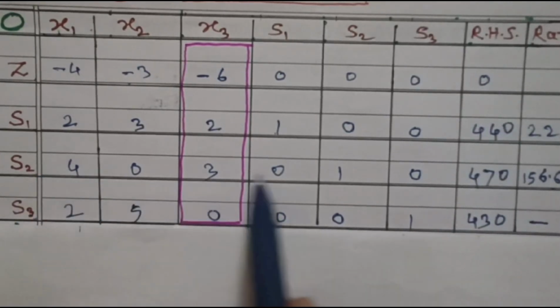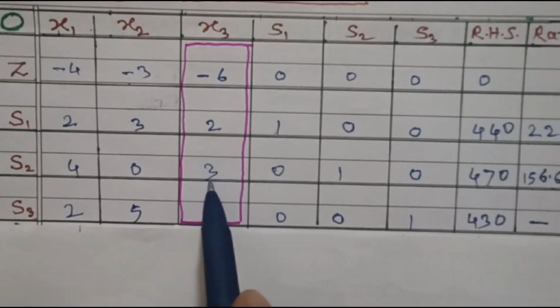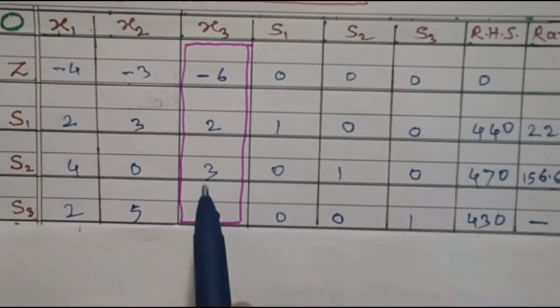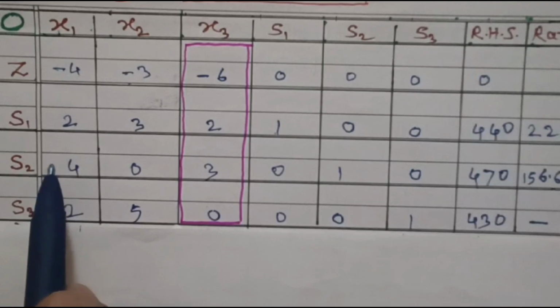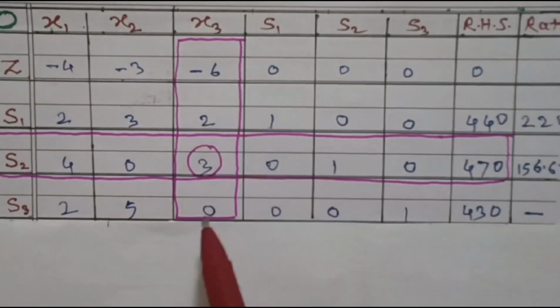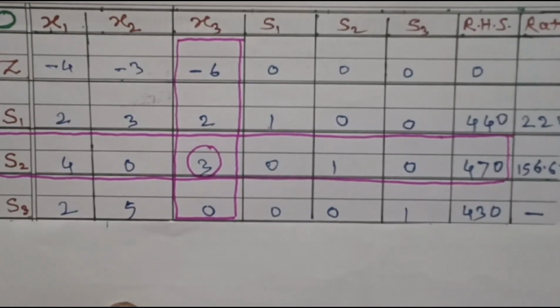So this row is the key row, this column is the key column, and this number 3 is the intersection of the key column and key row. So this element 3 is known as the key element or pivot element. We have to represent it by highlighting the key row. So this is the key column, this is the key row, and this is the key element. Now we have to move towards iteration number 1.